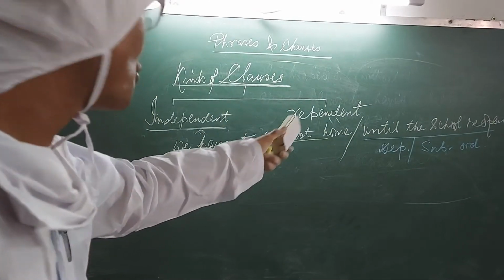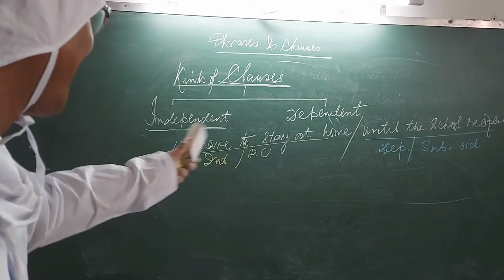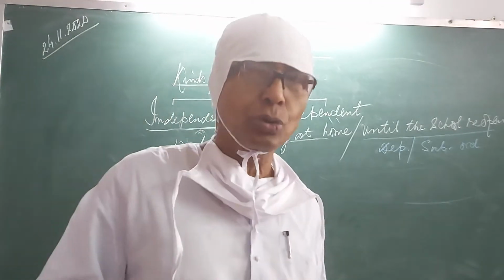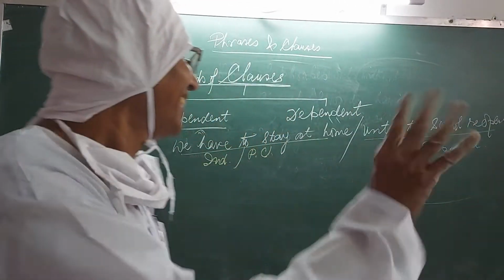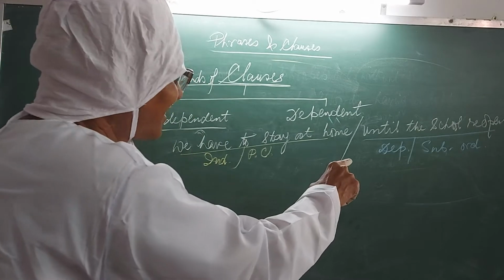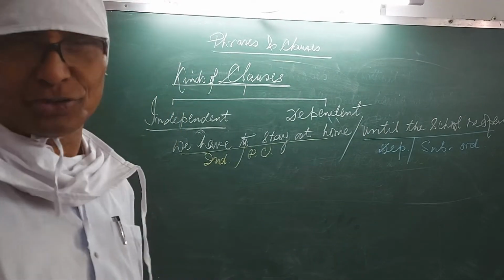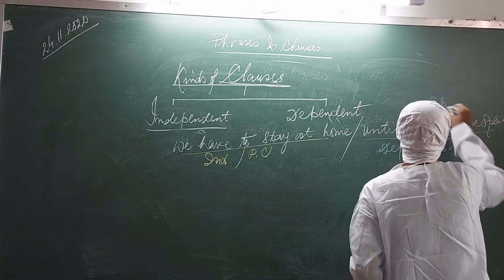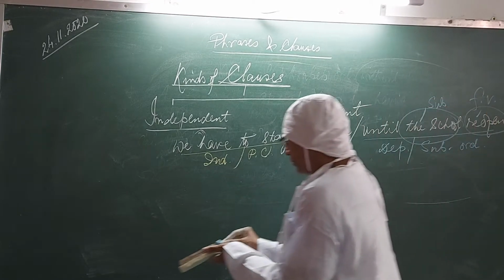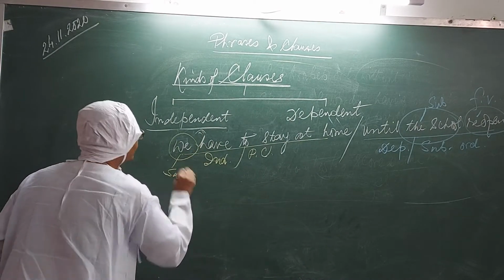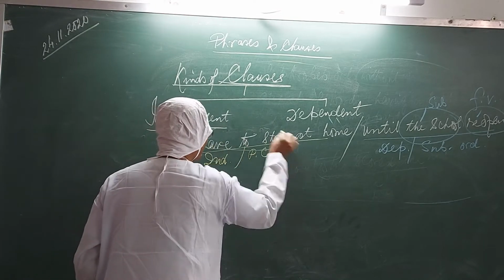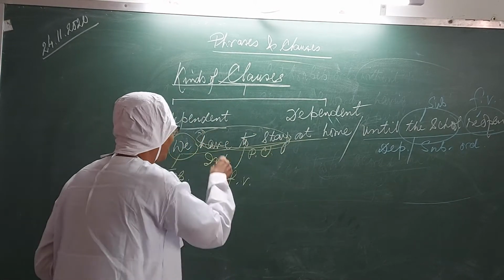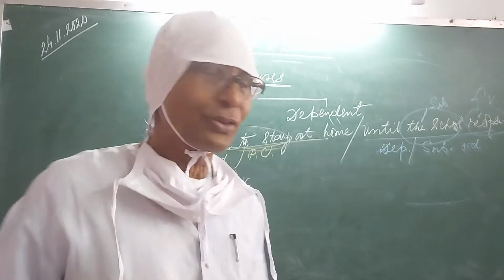Look at the board. We have to stay at home. If you say this, it can stand on its own, so it is an independent, principal or main clause. Until the school reopens, if you say only that, it cannot stand on its own. It has a sense, but it cannot stand on its own, so it is a dependent or subordinate clause. It has also one subject: the school is the subject, and the finite verb follows. Here also, "we" is the subject and "have to stay" together is the finite verb.